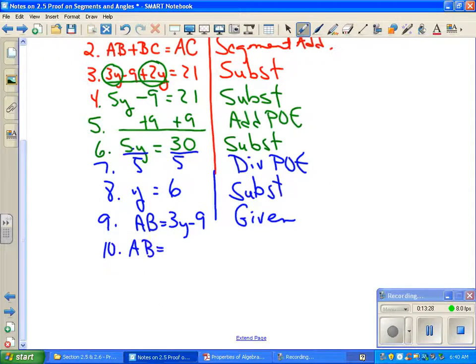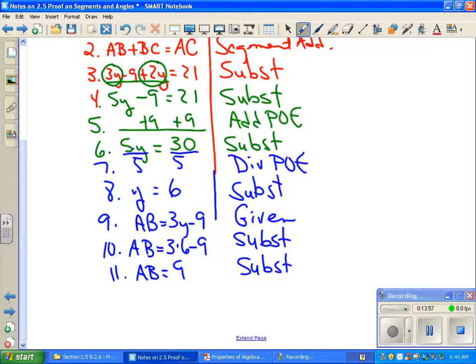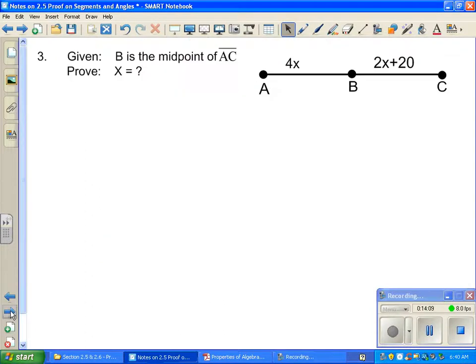Then we can plug in the number that we got, 6. That's substitution because we took out the letter for y and we put in the 6. And that allows us to be able to calculate this. So in our last statement, AB is going to be equal to whatever 3 times 6 minus 9 is. And we're going to substitute that answer in. So 3 times 6 is 18. Minus 9 is 9, and we substituted in the answer 9. So that's how you show that last little bit once you get your variable on how to find the actual length of AB.